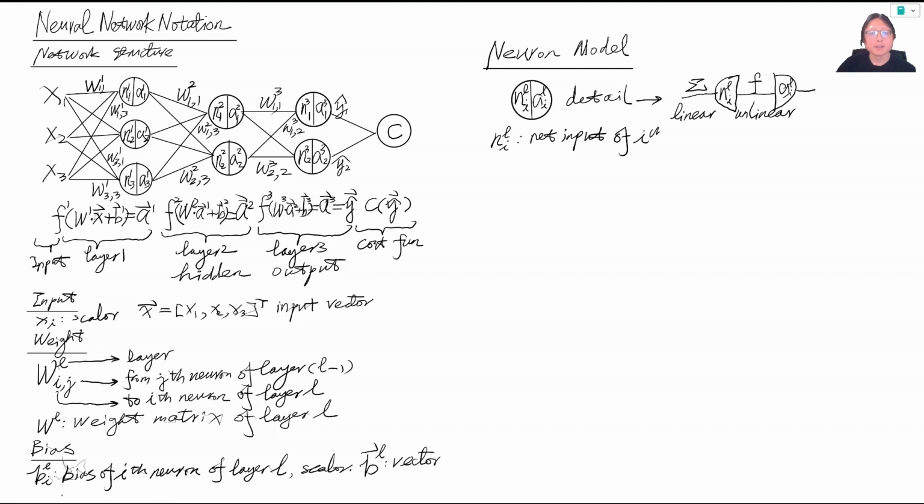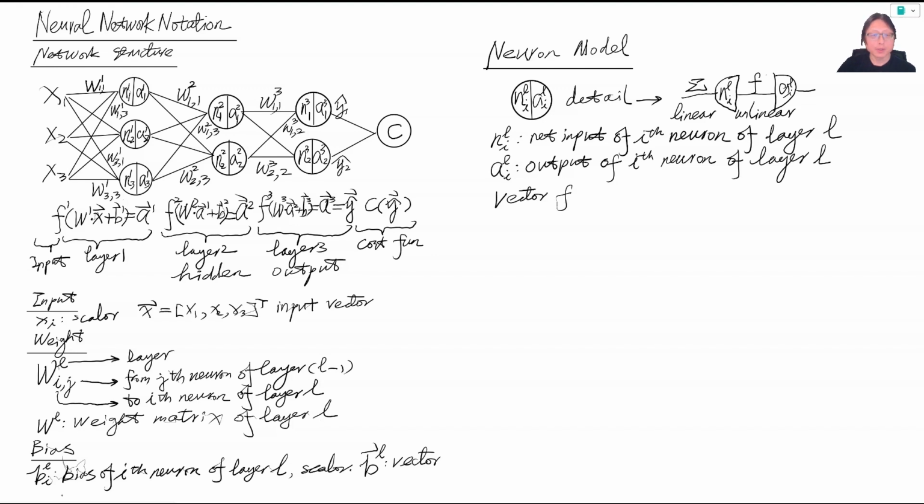So let me explain the symbols here. N sub i super L just means the net input of the ith neuron of layer L. Similarly, we have A sub i super L as the output of the ith neuron of layer L. And one good thing about the net input and output of a neuron is that you have one subscript instead of two, like the weight parameter.